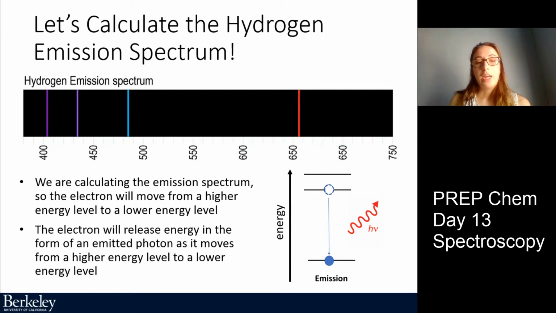Okay. And as a reminder, the electron will release energy in the form of an emitted photon when it moves from this high energy level to a low energy level. So that's what's happening in our atom, and then this causes the photon to be released, and then the released photon is actually what we are detecting in spectroscopy. So hopefully that makes sense with what we talked about before.